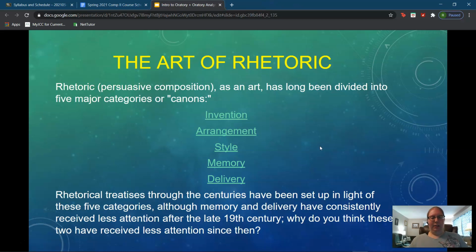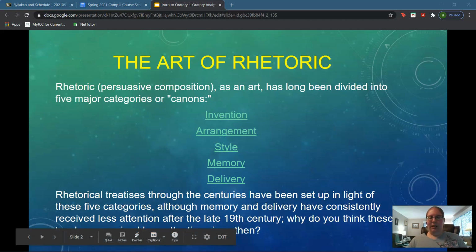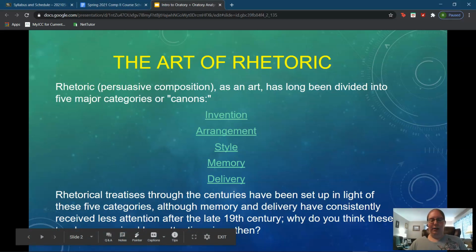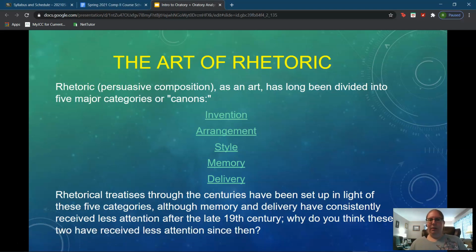So keeping that in mind, rhetorical treatises through the centuries have been set up in light of these 5 categories. Although memory and delivery have consistently received less attention after the late 19th century, why do you think these two have received less attention since then? Now, some of that might have to do with technology. We're no longer required to memorize speeches as a whole to be able to deliver them. Some people even type up their speeches, and then even in public speaking courses.